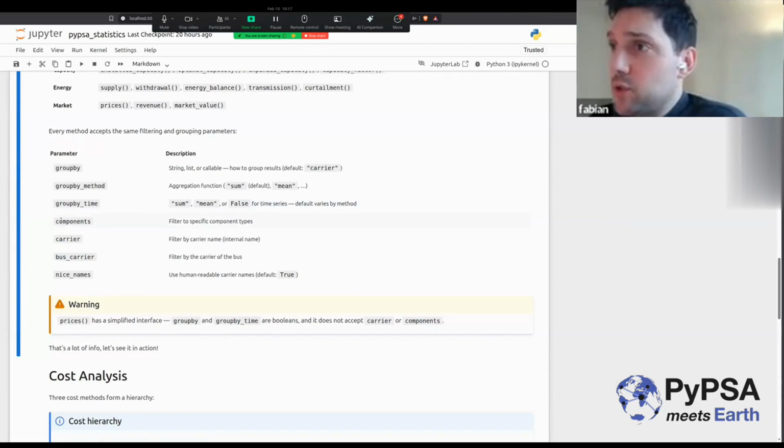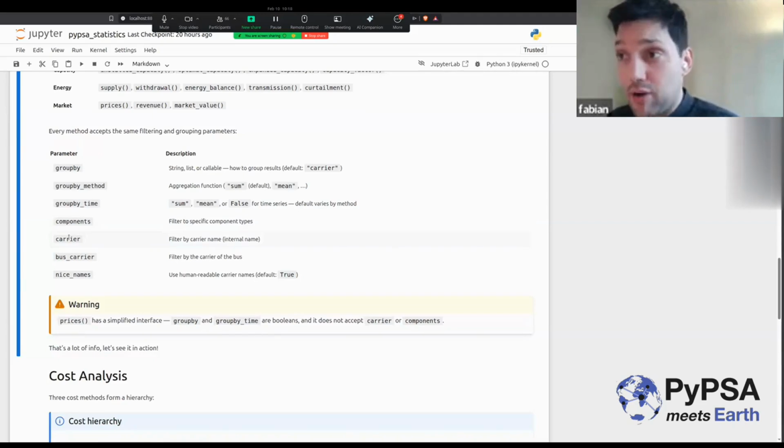As a fourth argument, we have the components specification. You can pass there a list or a scalar of the components that you're interested in. These are PyPSA components. It can be a subset of generator, link, line, storage and store. We'll see that in a second. It's probably not so interesting, because most of the time you want to aggregate over all the different components.